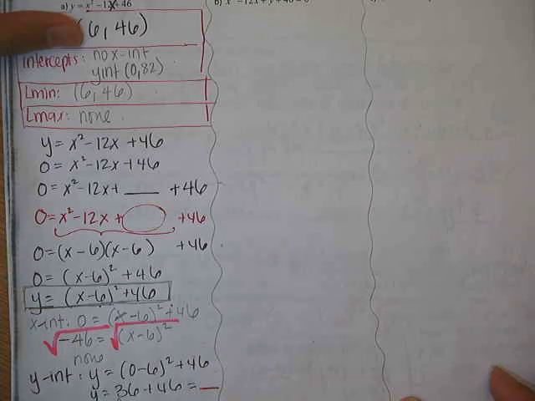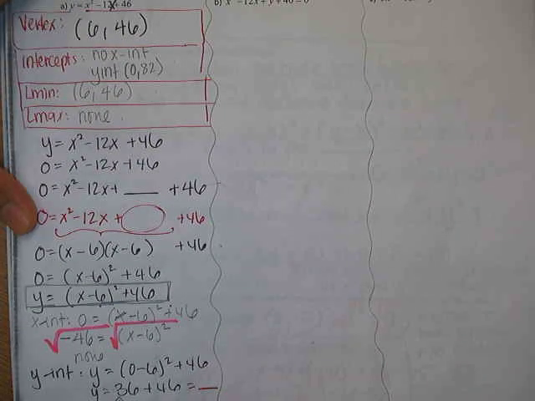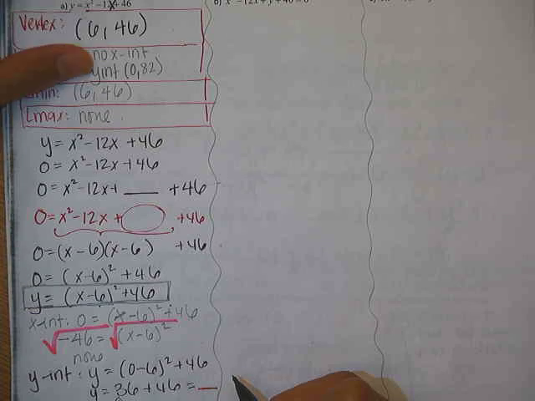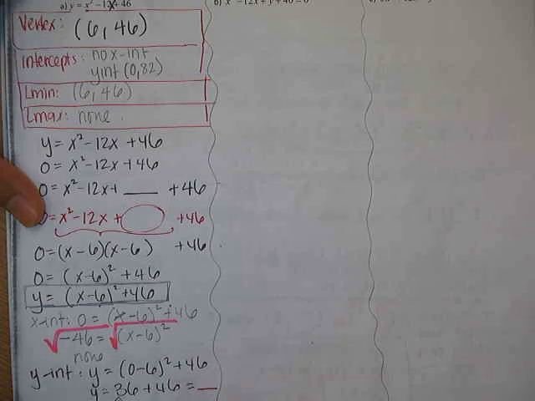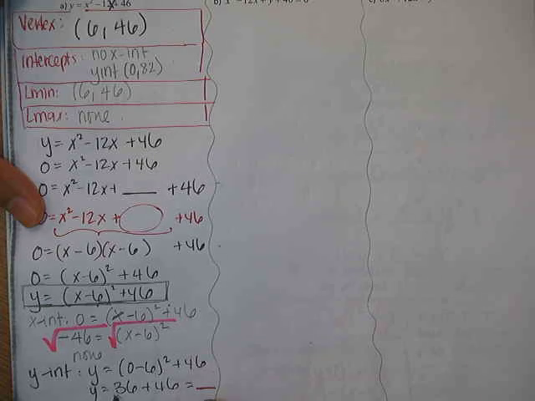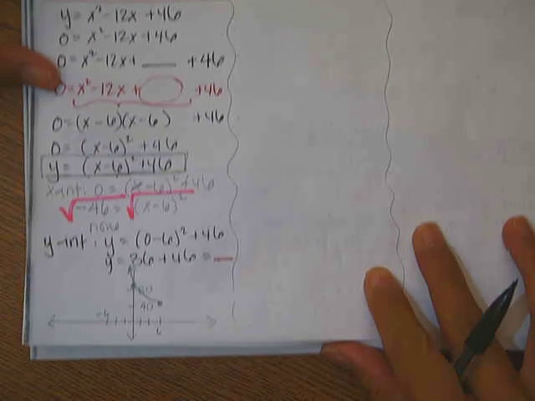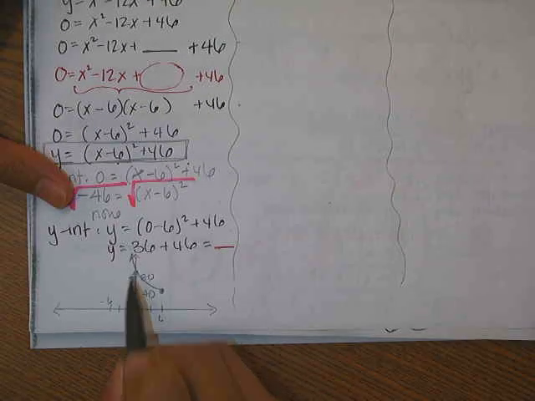So look at our vertex. We have a vertex at 6 comma positive 46. So 40, so 46 is somewhere here. It opens up. We have a y-intercept of 0 comma 82. So right now I have one side of my parabola. Oops, can you see that? Here we go, 0, 82.